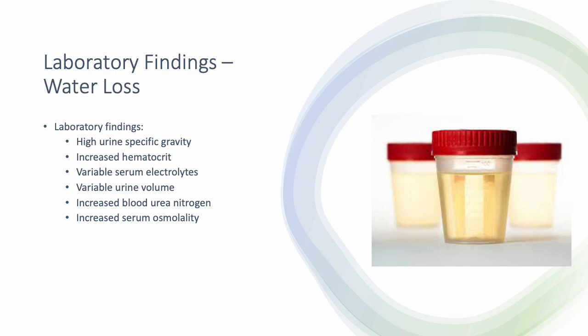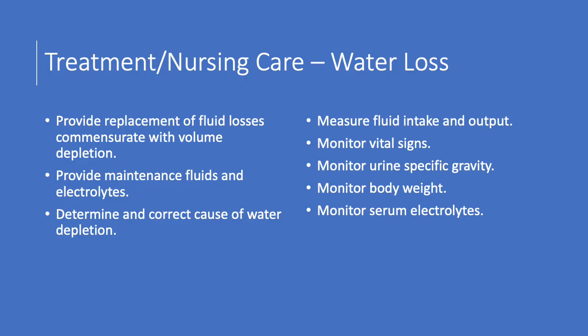Some common lab findings in water loss would be more concentrated urine, hence the increased specific gravity, and more concentrated serum, hence the increased hematocrit, BUN, and serum osmolality. The treatment for water loss is to identify and correct the cause, as well as monitor the child's fluid status. You would watch strict I's and O's, monitor their vital signs, and their body weight. And keep in mind, we're going to approach each one of these with F, E, and N. So you're also going to watch their electrolytes, and you would want to check their blood sugar.